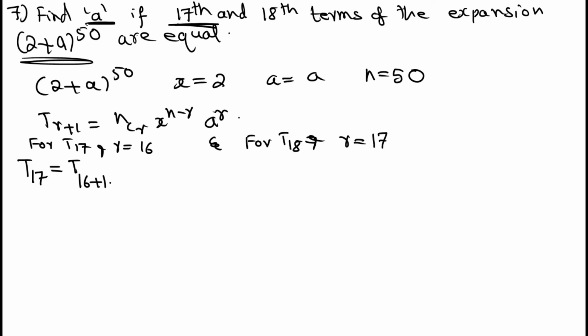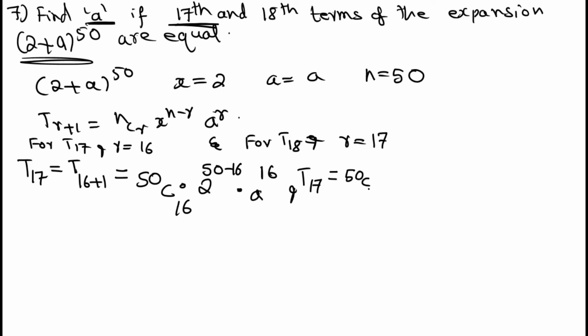So T17 equal to T16 plus 1 equal to NCR. N value is 50. C, R value equal to here 16. Okay, into x, that is 2 to the power n minus r, that is 50 minus 16, into a value is equal to a itself, a to the power r value, that is equal to 16. It's a T17 term, or you can simplify this as T17 equal to 50C16 into 2 to the power 50 minus 16 is there.